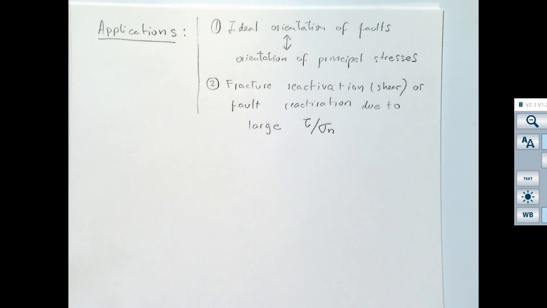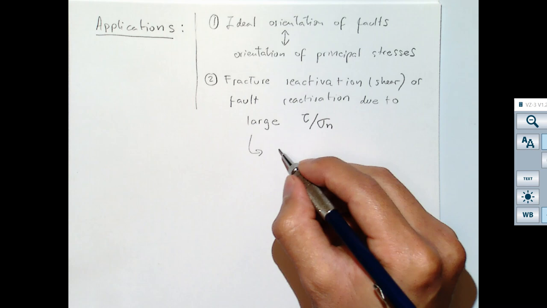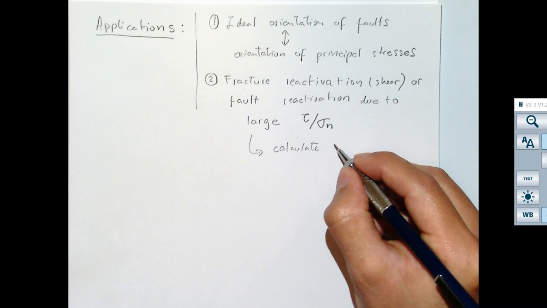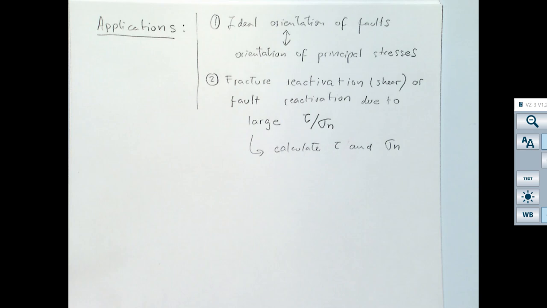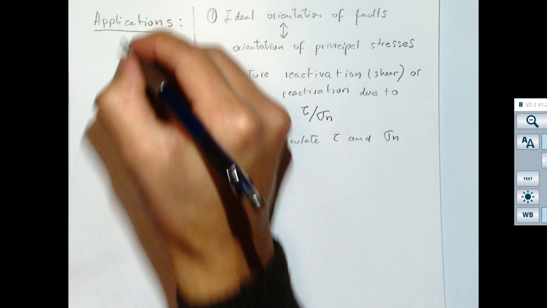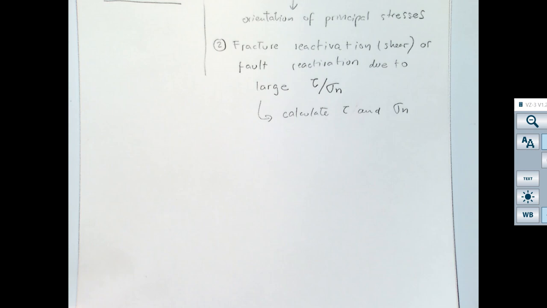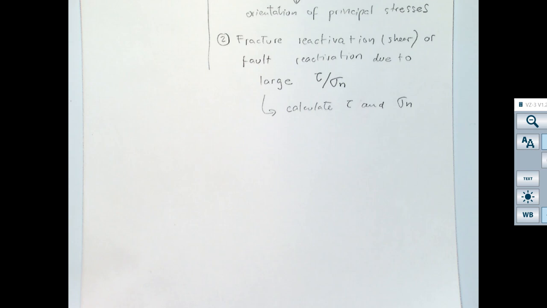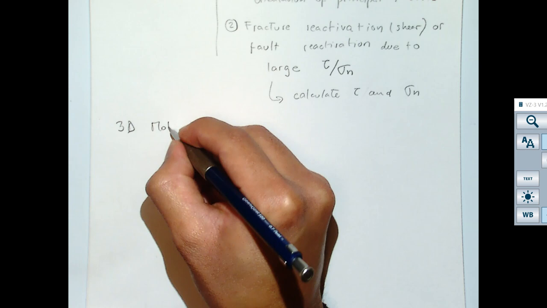Okay, so what we're going to do now is, based on this second application, also to calculate exactly what is the value of tau and sigma n based on some in situ stresses. And we're going to do that through two methods. One method, I'm going to explain it here. And the other method, I'm just going to go through it very quickly, but I'll leave it up to you if you want to learn that or not. It just involves a lot of math. If you want to know that, you can do it, but I'm more interested in that you remember the concepts about what's going on. So with that, we start with the 3D Mohr circle. So let's see, what is a 3D Mohr circle?